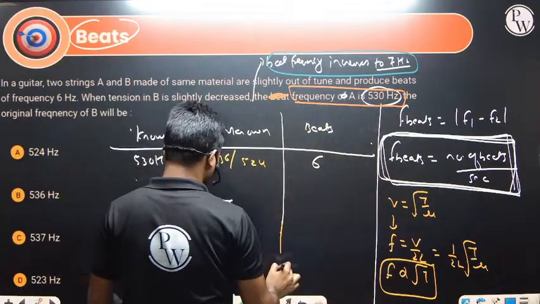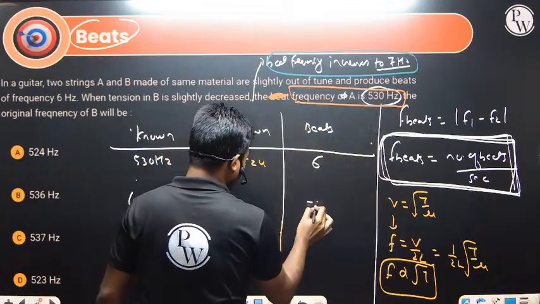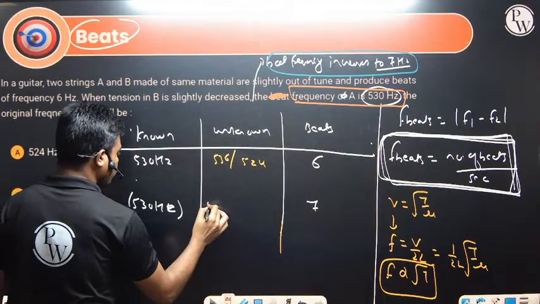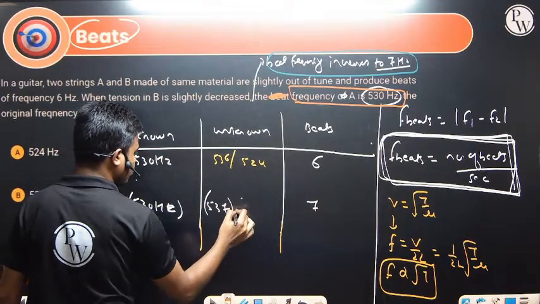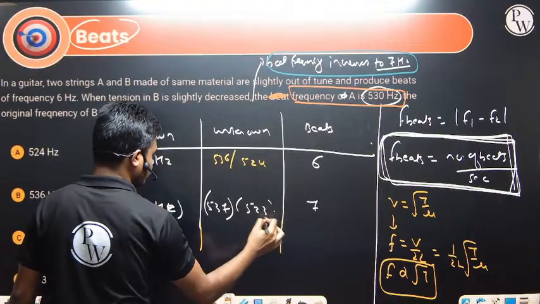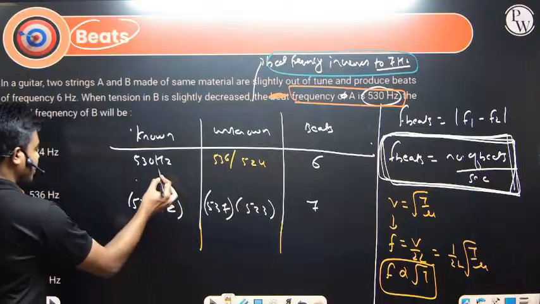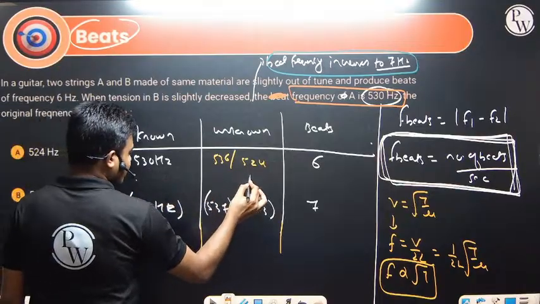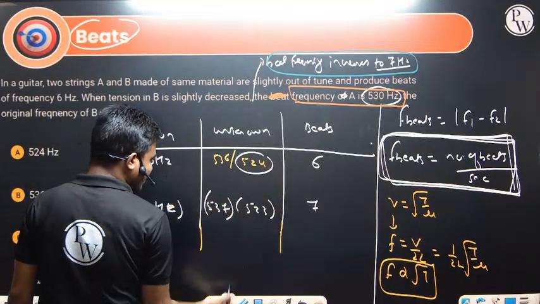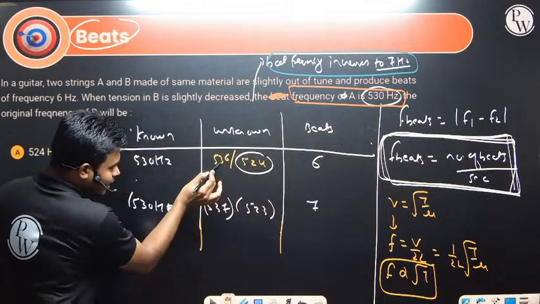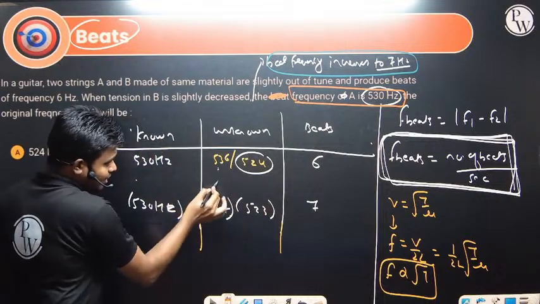So what are the possible values now for beat frequency 7 Hertz? This will be 537 and this will be 523, right? Here the beat frequency is 6 and here it is 7, with A at 530 in both cases. Since the frequency is slightly decreasing, it can't go from 536 to 537. This increase is not possible.